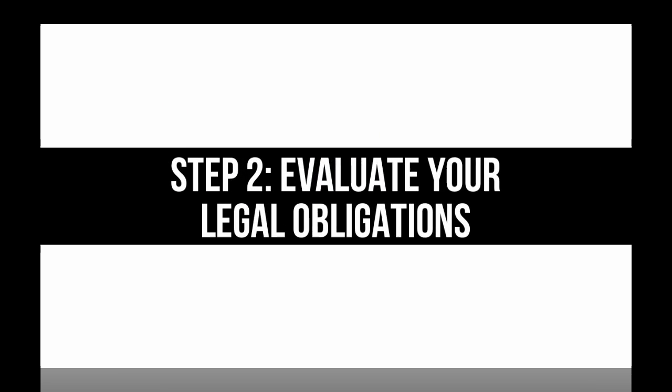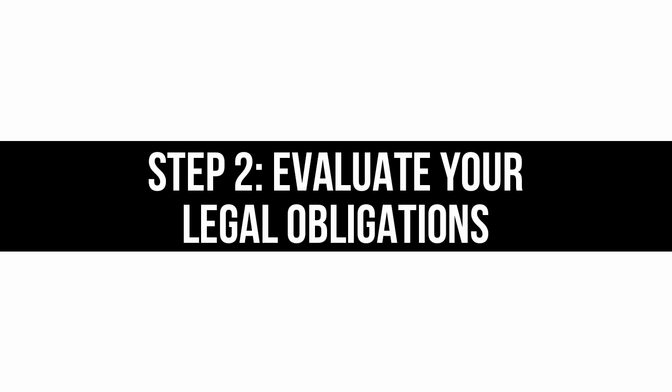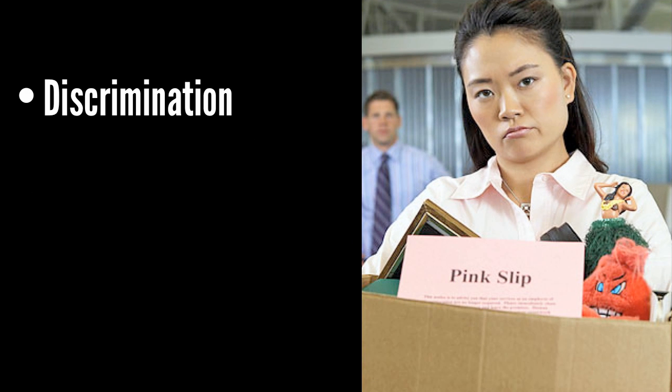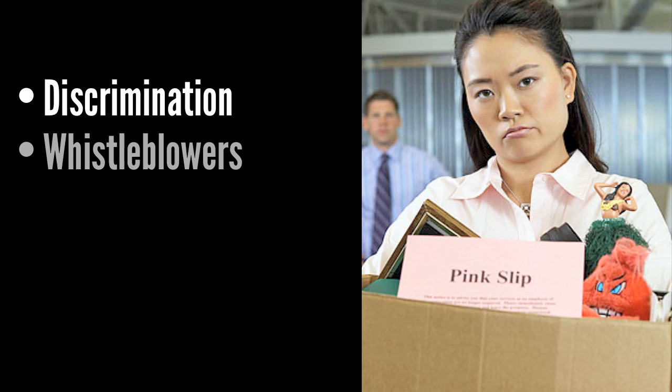Step 2. Evaluate your legal obligations. Here is a list of scenarios where it is illegal to fire an employee. Discrimination. Under federal law, it is illegal to fire someone for reasons of age, race, religion, sex, national origin, or a disability that does not influence their job performance. Some states have additional considerations, so check your specific case.